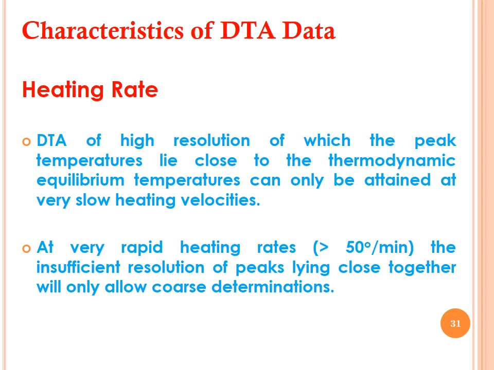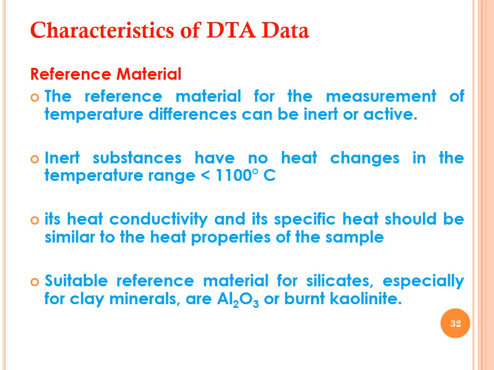cross case of determination where there is a difference of heating temperature difference. Reference material. The reference material for the measurement of temperature difference can be inert or active. Inert substances have no heat changes in the temperature range less than 1100 degrees.